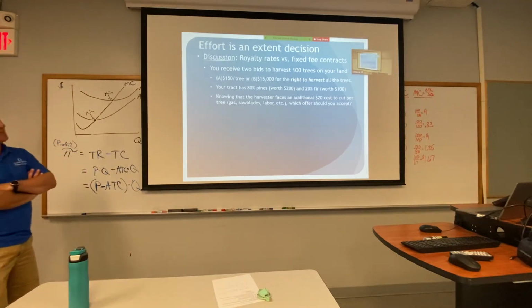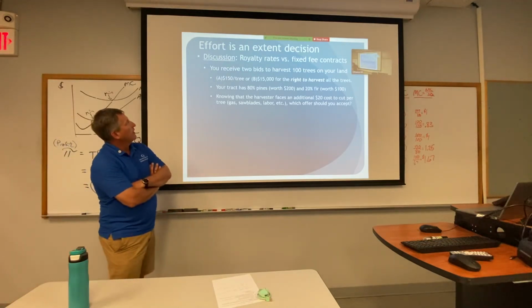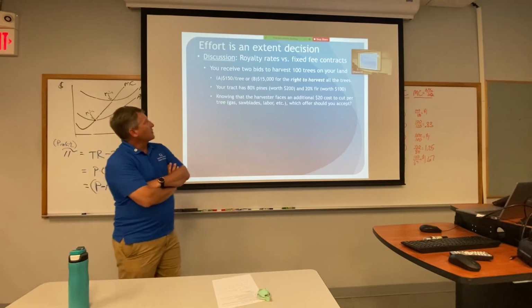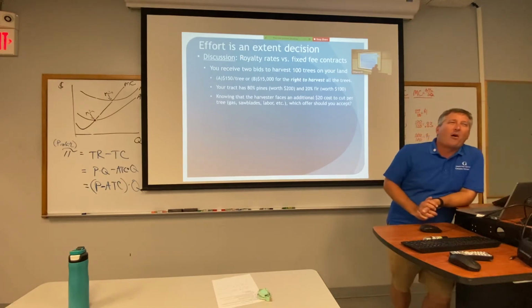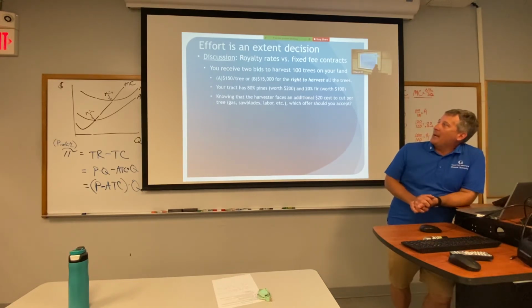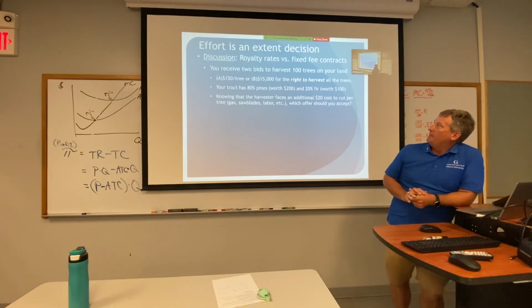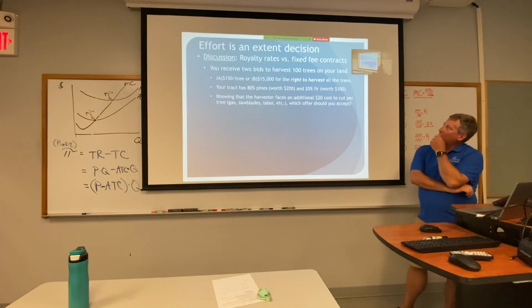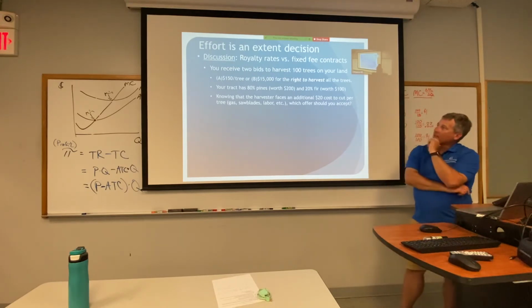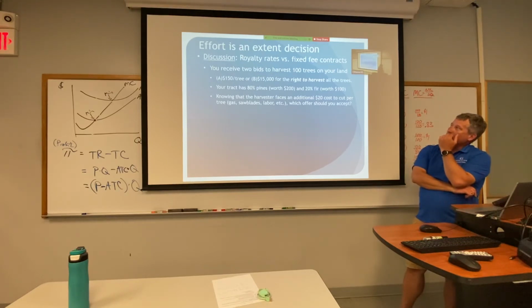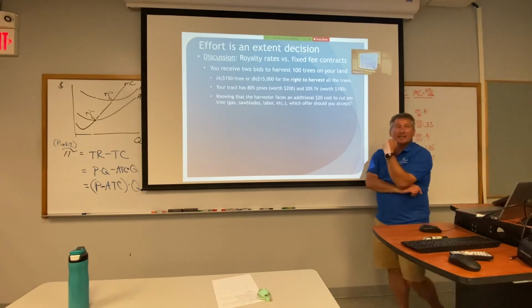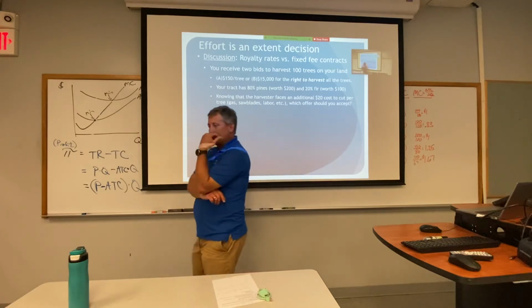You've got 2 bids. You're trying to get the 100 trees on your land gone. $150 per tree, or $15,000 for the right to harvest all the trees. We got 80% pines, which can be sold for $200, and 20% fir, which are half that value. The person who's cutting them down has $20 of cost. Gas, saw blades, labor, that's the variable cost, right? Is that for both bids, A and B? Yes, the cost of cutting is the same for A and B.